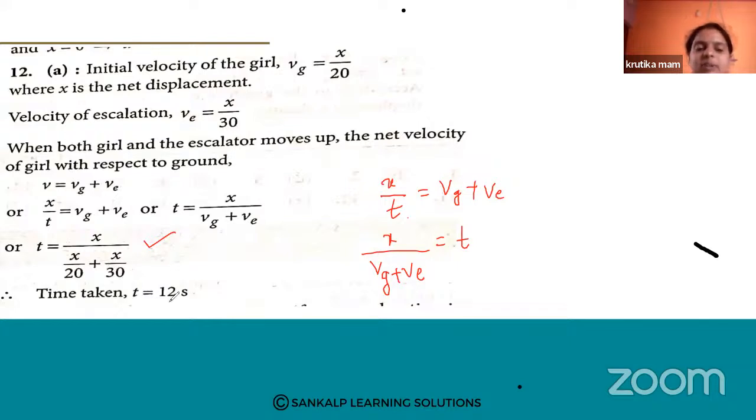So simplify this, you will get t is equal to 12 seconds. So how do you simplify? That is, take the LCM of 20 and 30. Correct? So if you take the LCM of the 20 and the 30, how much are you getting? That is 60 you are getting. Right? So when you get 60, just take the LCM, cross multiply, simplify, t is equal to 12 seconds you will get. Okay? Yes, completed.